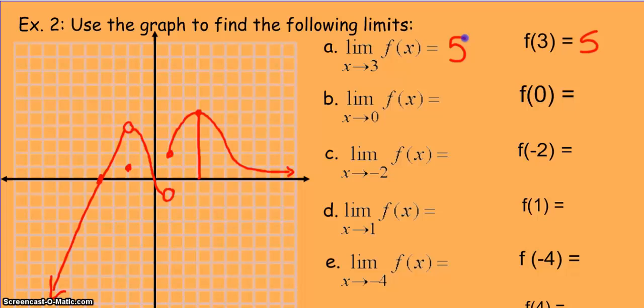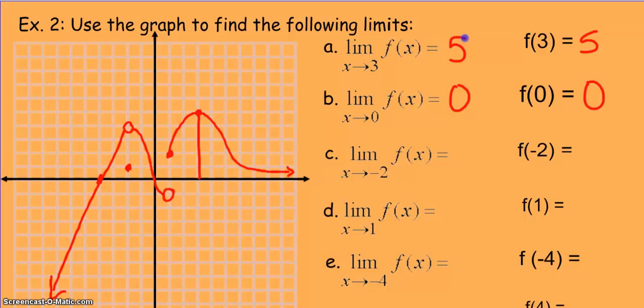All right, our limit as x approaches 0. As x approaches 0 from either side, we get the same y value. So that means we have a limit, and it is 0. f of 0 is going to be the point at the x value of 0, and we get the point 0, 0. So f of 0 is 0.